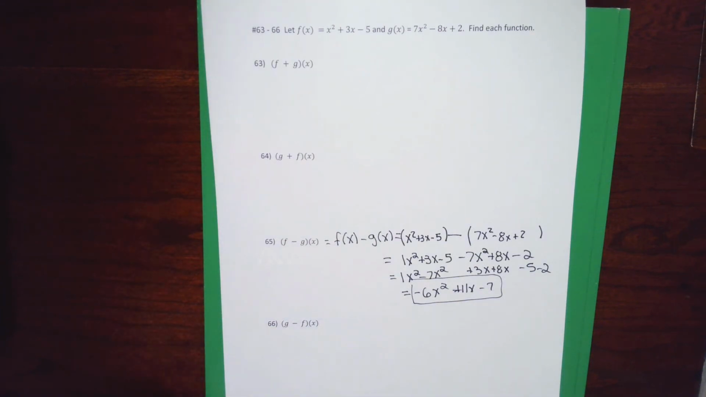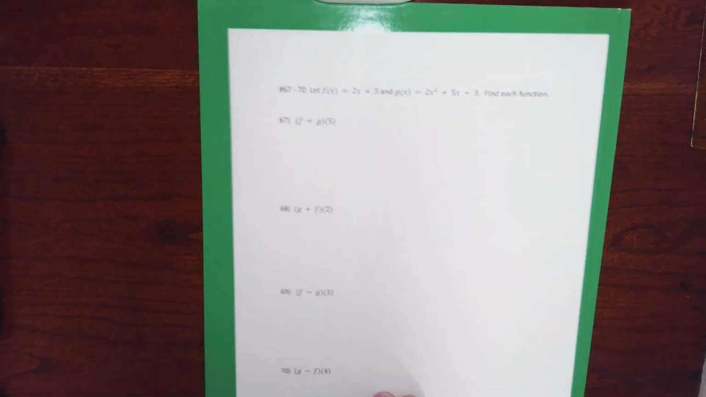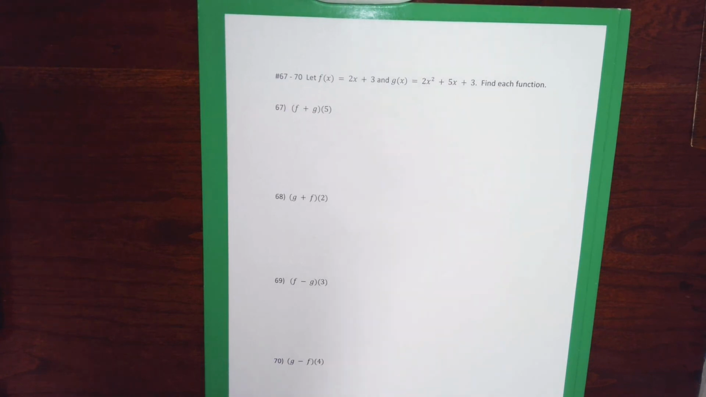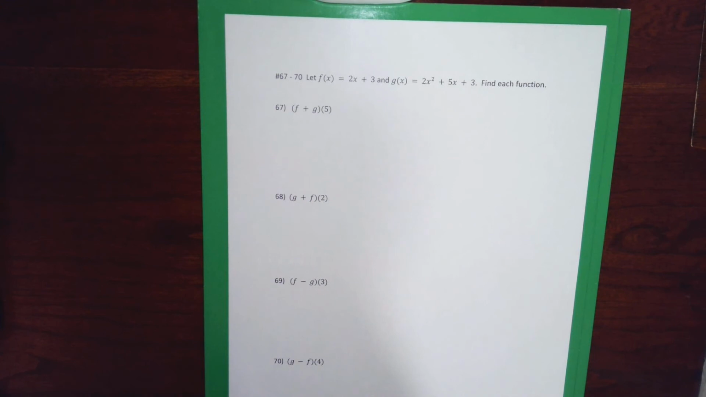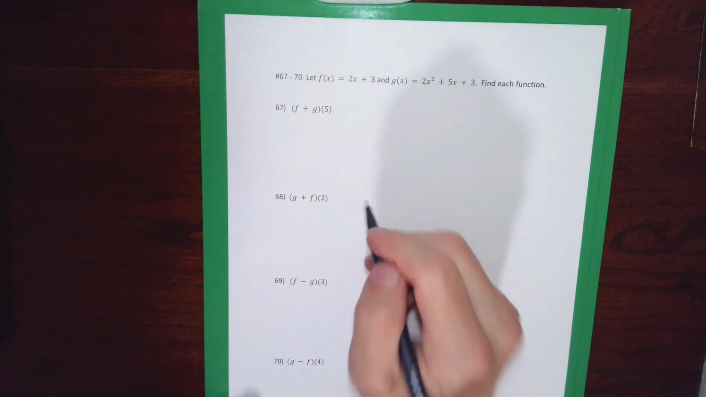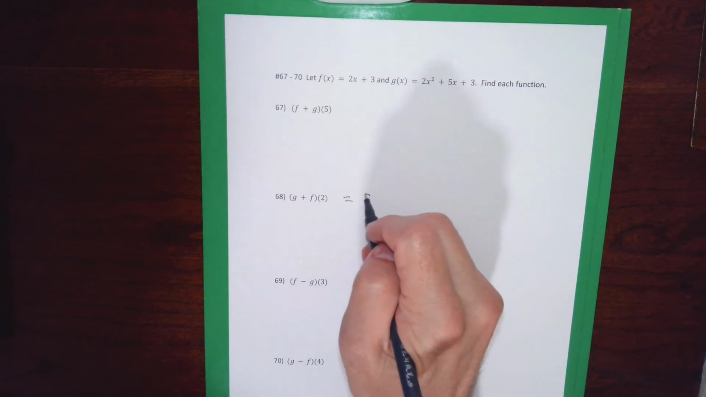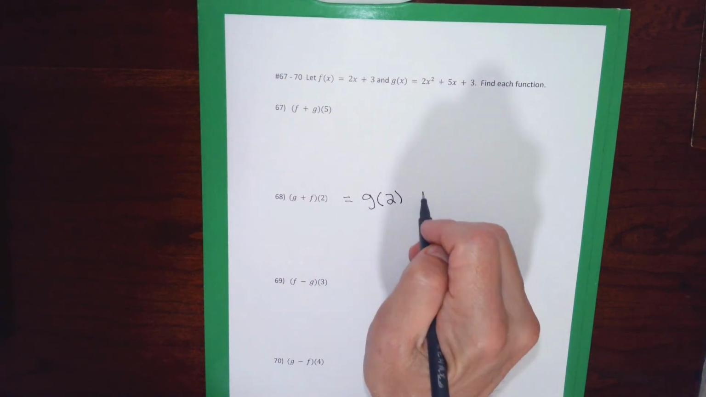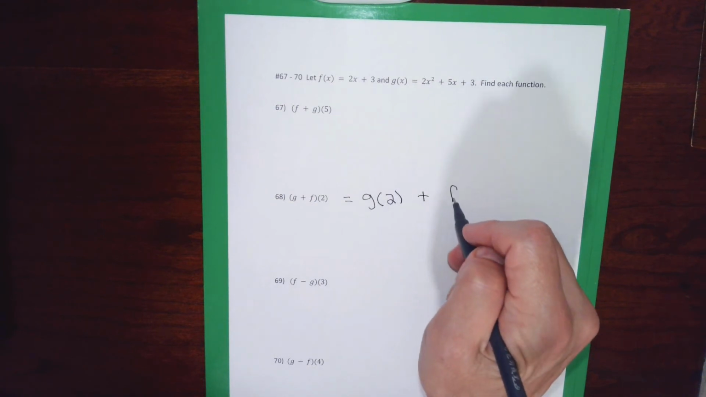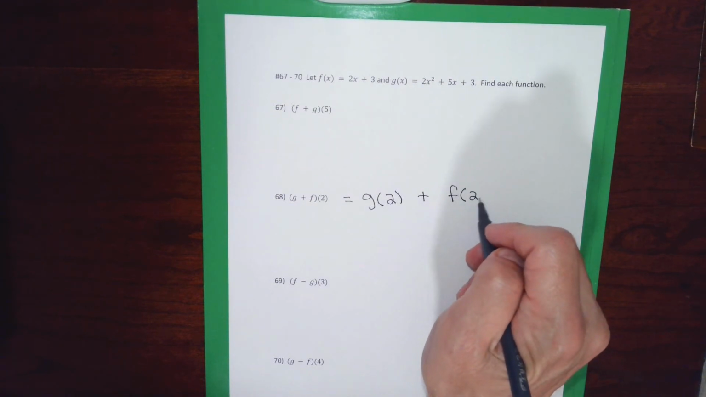One new thing, and I don't think I need to worry about the theory. Let me just jump right into these. 68 asks me to find g plus f of 2, and I'm supposed to know that means to find g evaluated at 2 plus f evaluated at 2.